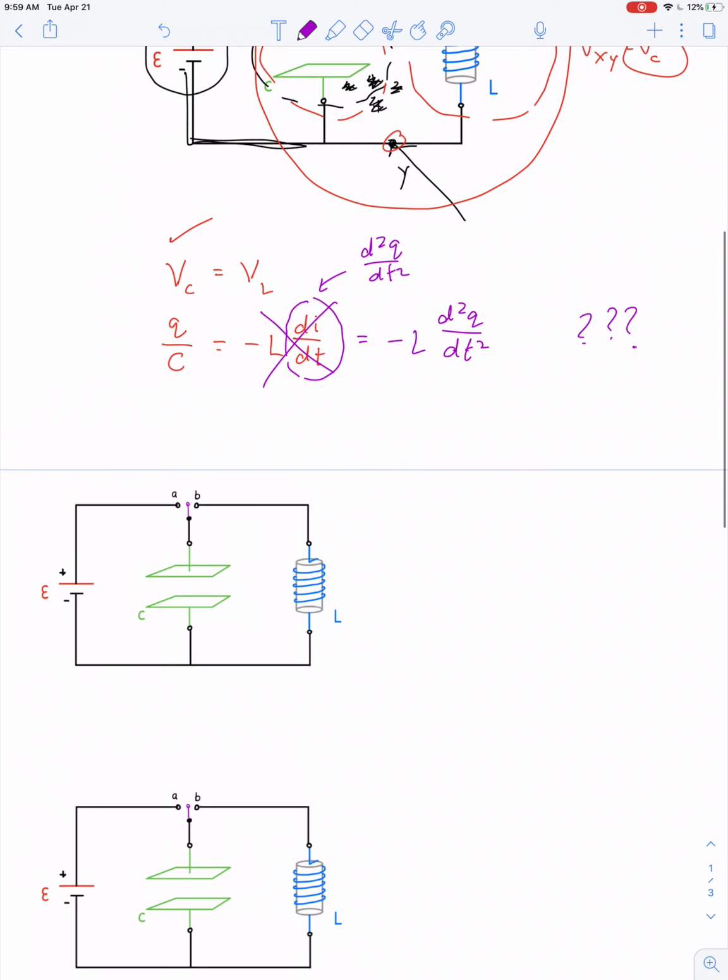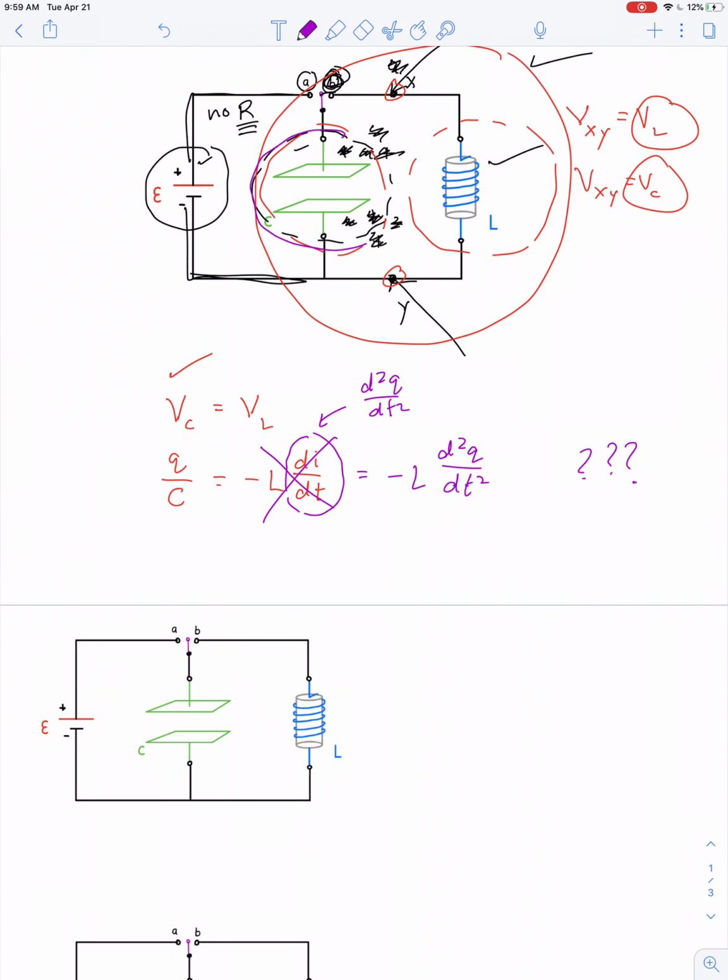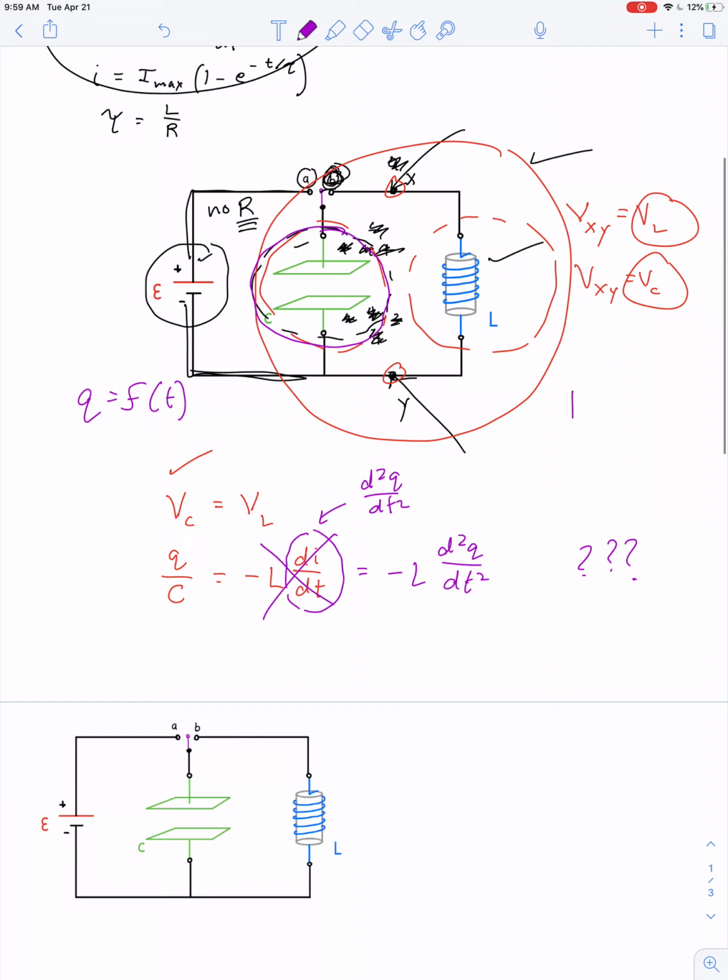So let's just say the charge that exists on the plates is a function of time, very much like the position of a mass on a spring. Once you pull it back and release it from rest, the position is a function of time, always changing. As the block moves back and forth, compressing and stretching the spring, the position is always changing in time.